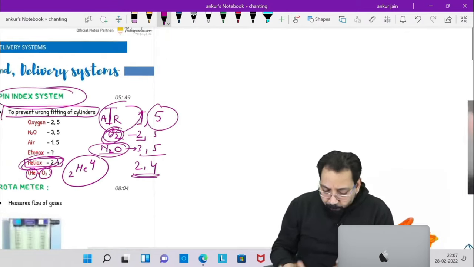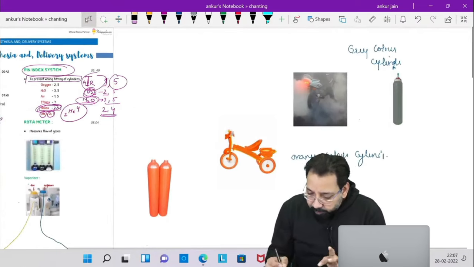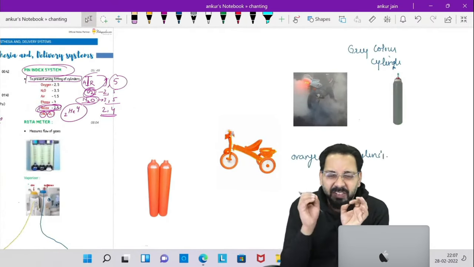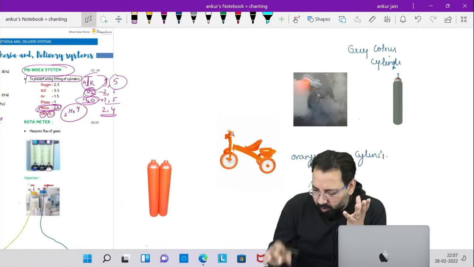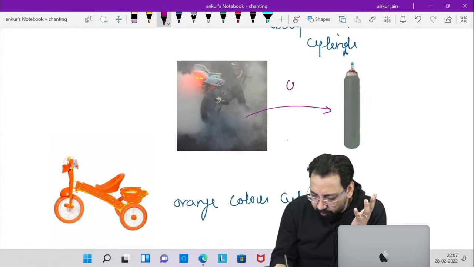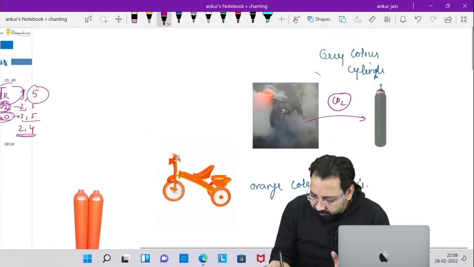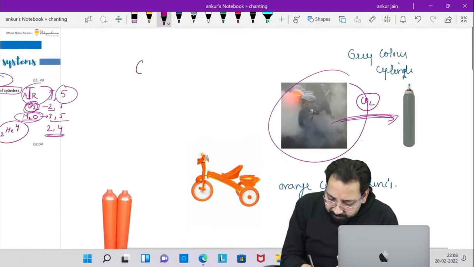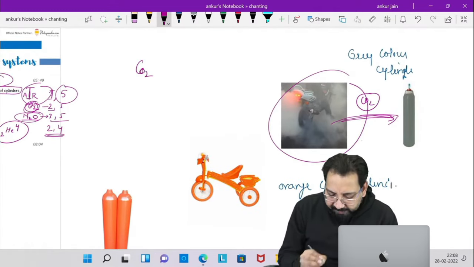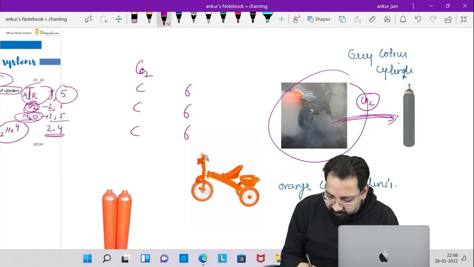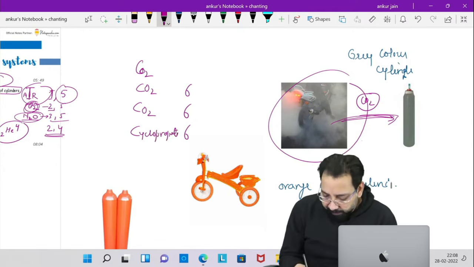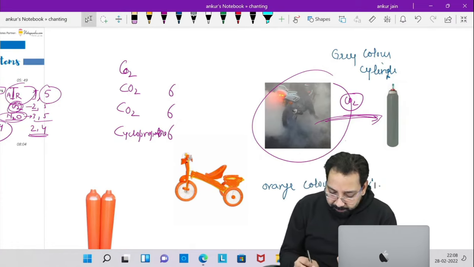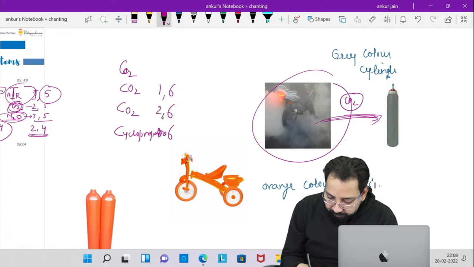Other than that, you all know that when carbon dioxide comes, we immediately think about smoke. Carbon dioxide, smoke. So the color of the CO2 cylinder is gray. Yes, smoke, gray color. So I write here CO2. As my handwriting is so poor, it looks like 6. 6, 6, 6. So C, C, C. CO2, CO2, cyclopropane. Propane, cyclopropane. So now you can remember the pin index: 16, 26, 36.